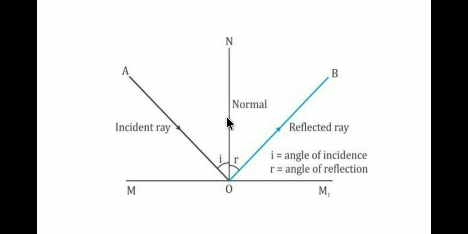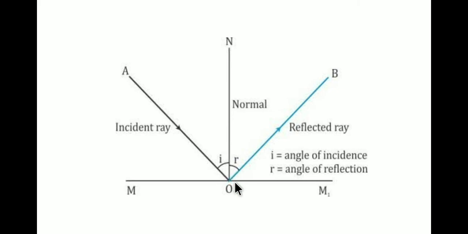Okay, so this is called the normal to the surface MM dash. And this beam of light, which after striking at point O gets reflected back, is called the reflected ray. So OB is the reflected ray. This I is the angle of incidence, and this R is the angle of reflection. So the angle of reflection is between the reflected ray and the normal. Angle of incidence is formed between the incident ray and the normal.